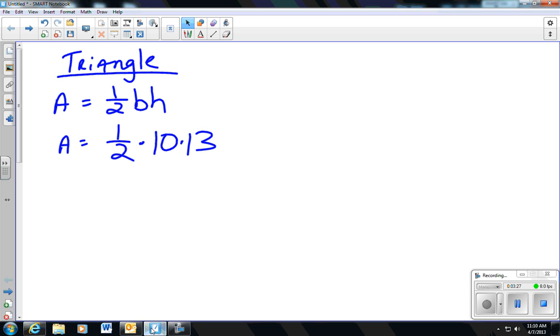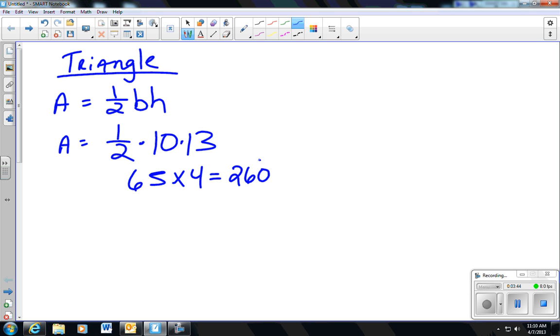And we said that there are 4 of them. So after we find the area of those, we'll get 65. And then we multiply that times 4, because there are 4 congruent triangles. Multiply that by 4 and you'll get 260. So the area of the 4 triangles at the top is 260. Then we have 5 squares.